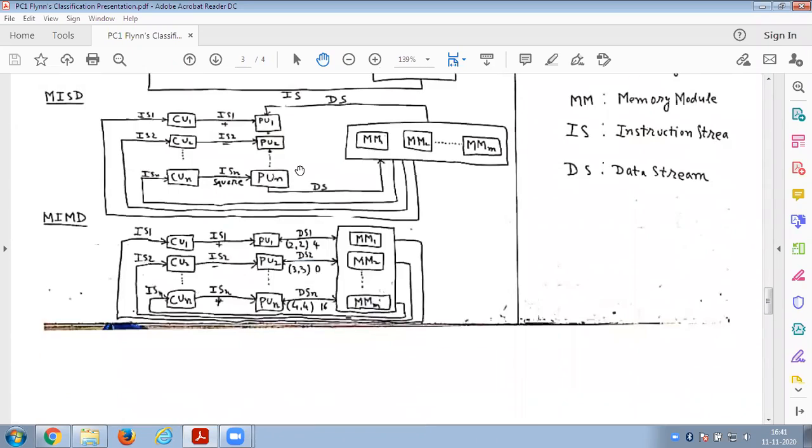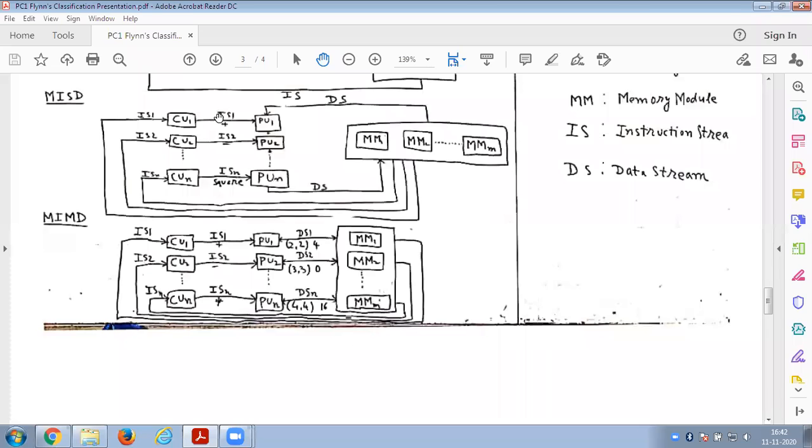Now MISD. This is shared memory module, as I told earlier, that a big memory is divided into various modules for convenience. MM1, MM2 are memory modules. These are shared memory modules. So control unit 1 is taking instruction 1 from this memory, control unit 2 is taking instruction 2 from memory, and control unit N is taking instruction N from memory, like this.